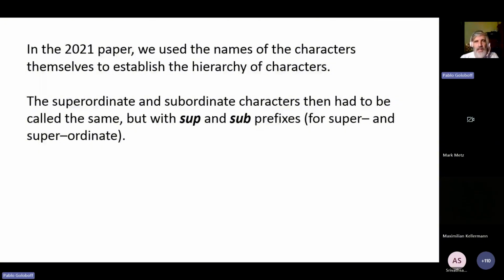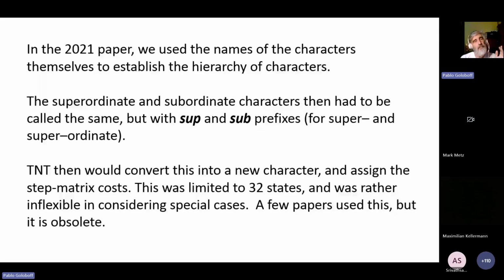TNT then would take the names of the characters and convert this into a new character, assigning the proper step matrix costs. I'm telling you this because there are some papers which actually used these conventions, but these conventions were limited to 32 states because this would convert the combination of characters into one standard character as in a matrix in TNT, so it was limited to 32 states, and it was rather inflexible in considering special cases because of that sup and sub prefixes nomenclature. So a few papers use this, but it's obsolete.